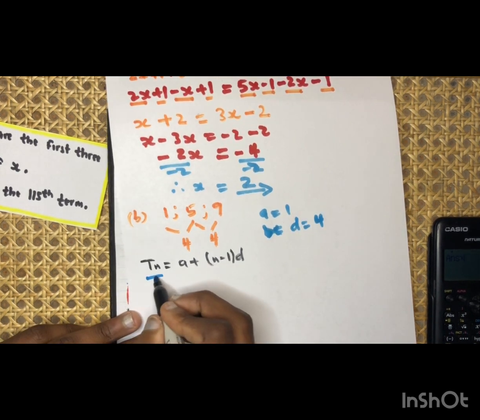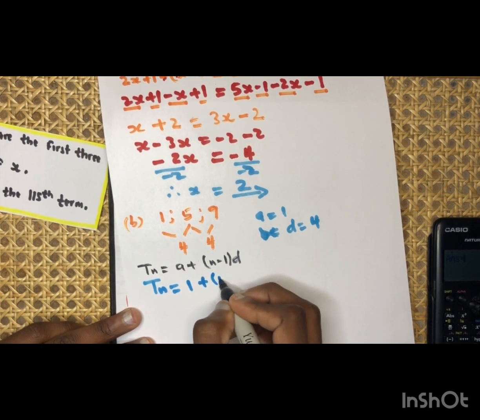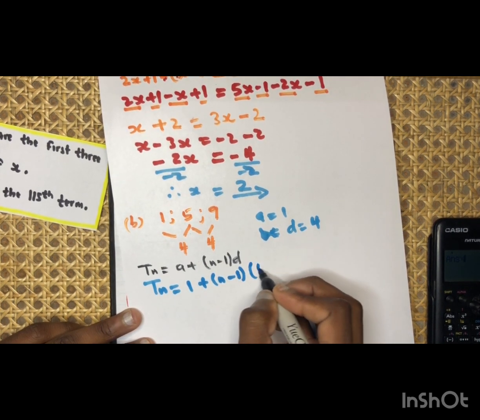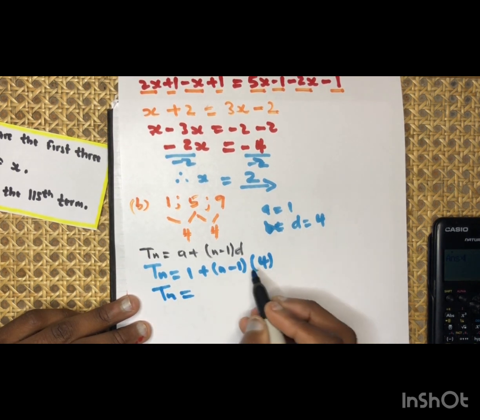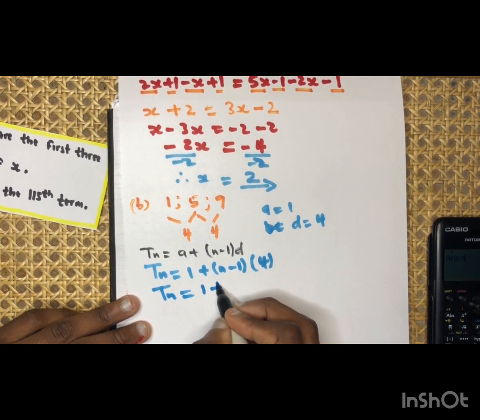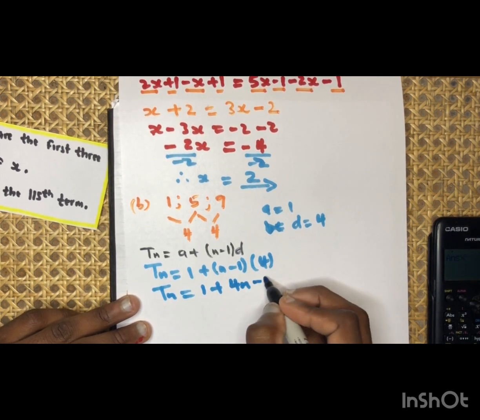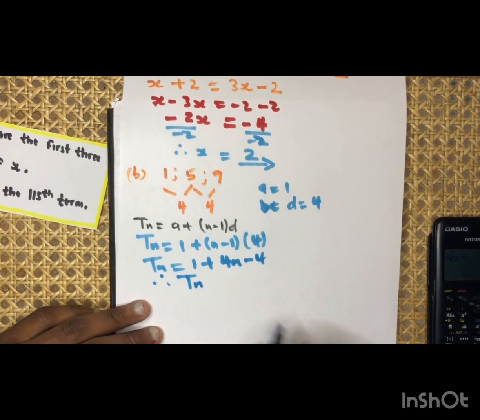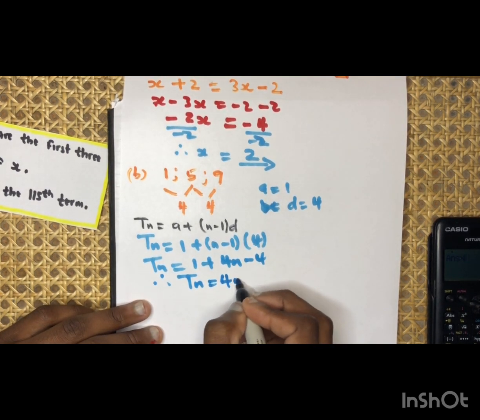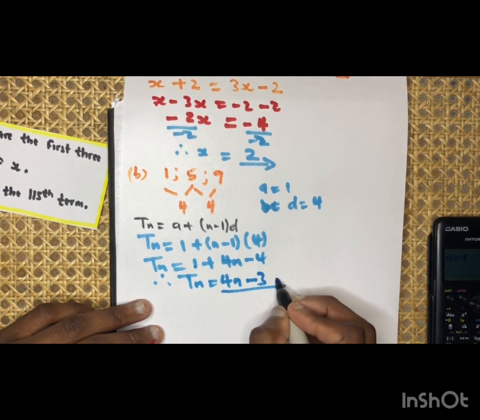So I'm going to say Tn is equal to 1 plus n minus 1 times d, which is 4. Then Tn is equal to 1 plus 4 times n, that's 4n. 4 times minus 1 is minus 4. So therefore my Tn here, guys, is going to be 4n, 1 minus 4, minus 3. So that's my Tn.